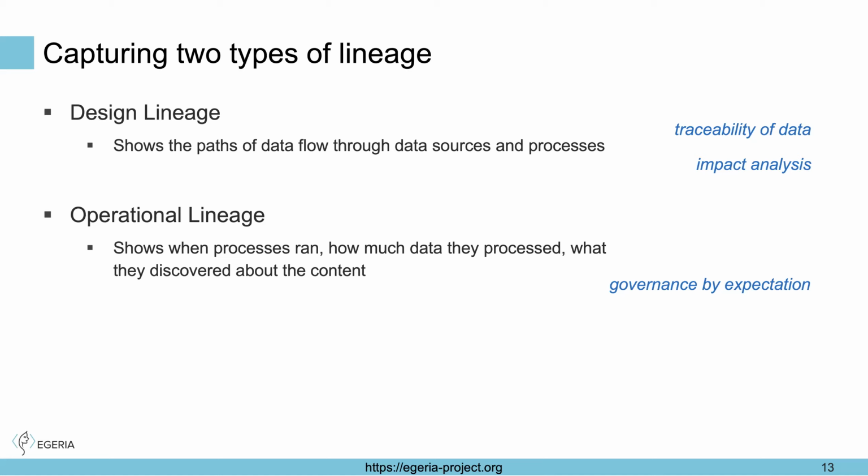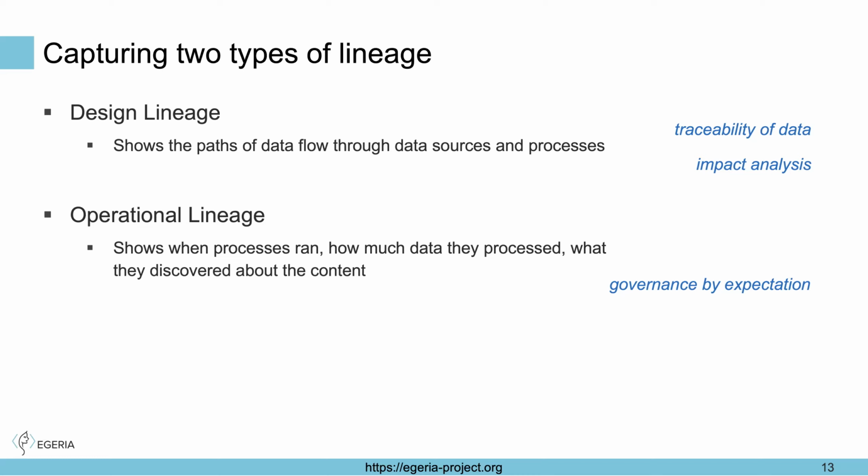And then the second type of lineage is operational lineage, which is showing when the process is run, how much data they process, what they discovered about the content, so quality measurements and things like that. And we use that information plus the expected values to be able to do the governance by expectation. So this is our capturing of the description of the actual instances of processes that run. And so this process ran at this time, it processed 10,000 records, and it completed at this time. That would be the sort of thing that you would find in operational lineage.